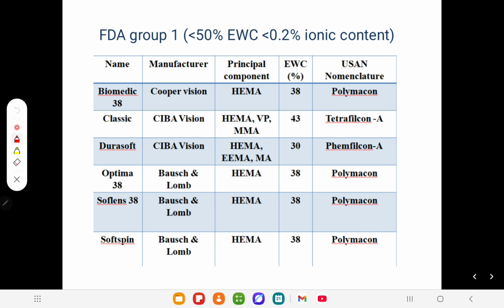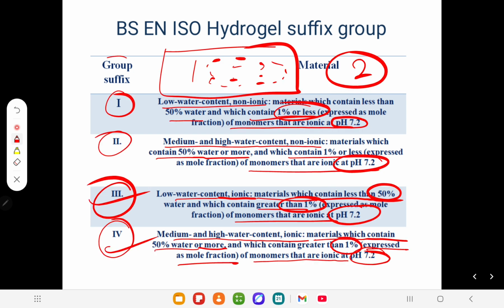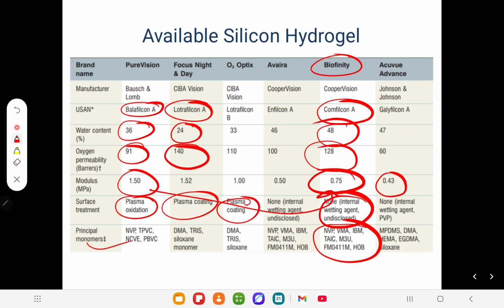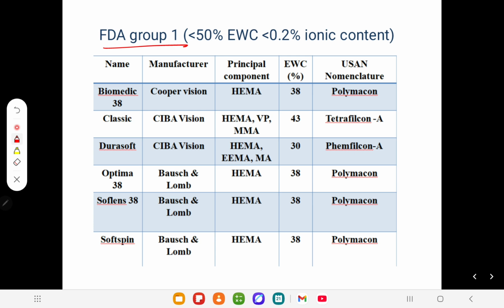So let's discuss a few things. I think it's group 1, group 2, group 3, group 4 according to the FDA group. What do you mean by that? According to the FDA, we are talking here about the group suffix in BS EN ISO. We are talking here about the FDA group. In the FDA group, group 1 is less than 50% water, group 2 greater than 50%. In ionic, non-ionic, it's less than 0.2% ionic content. It's important, okay?